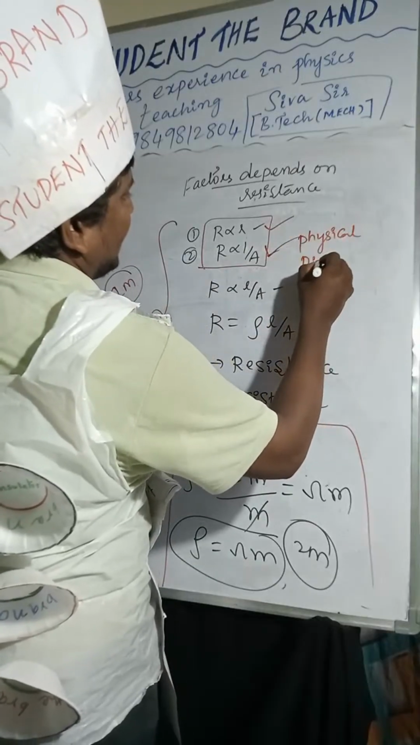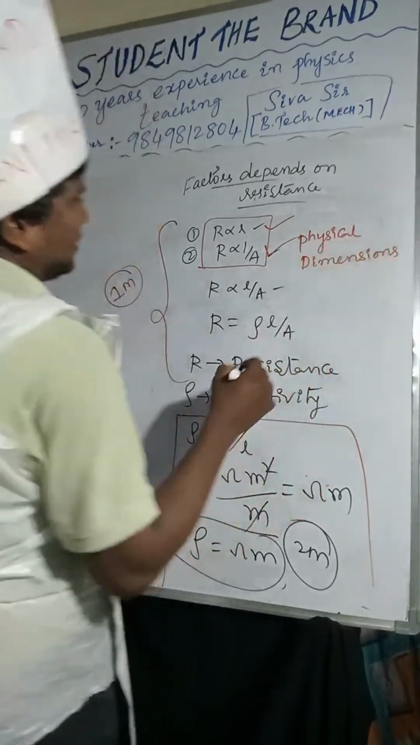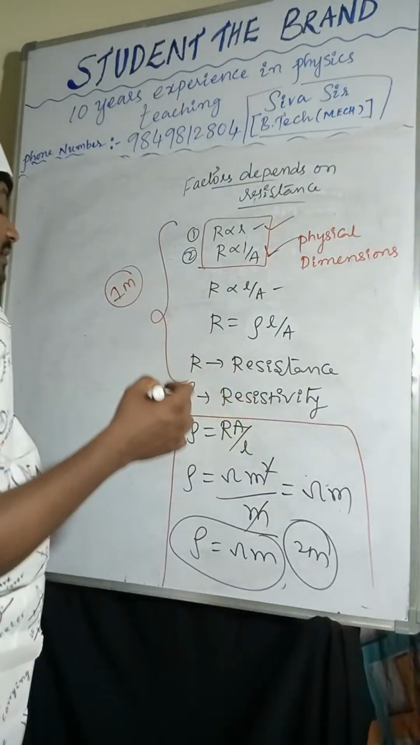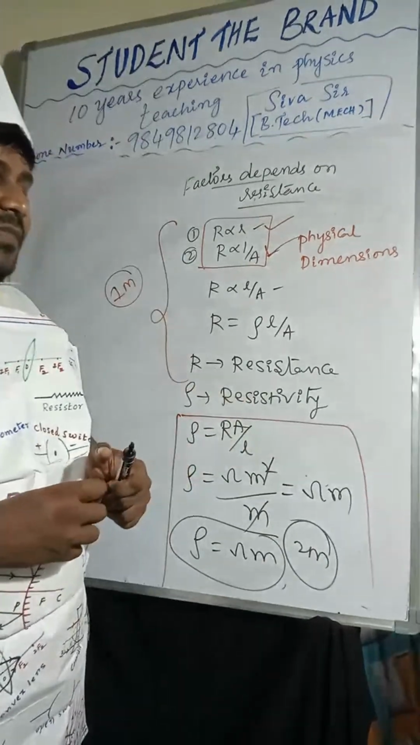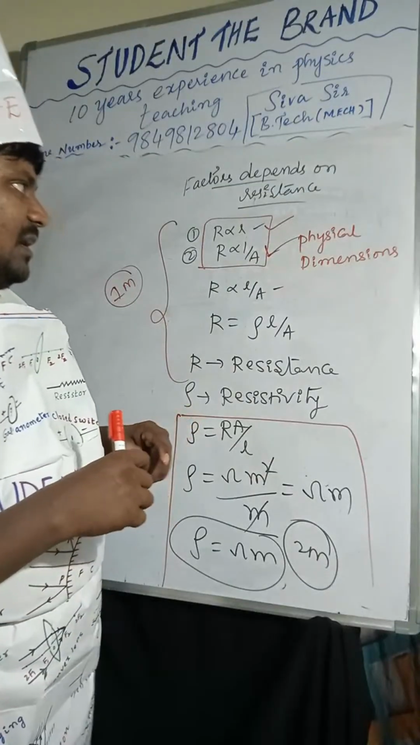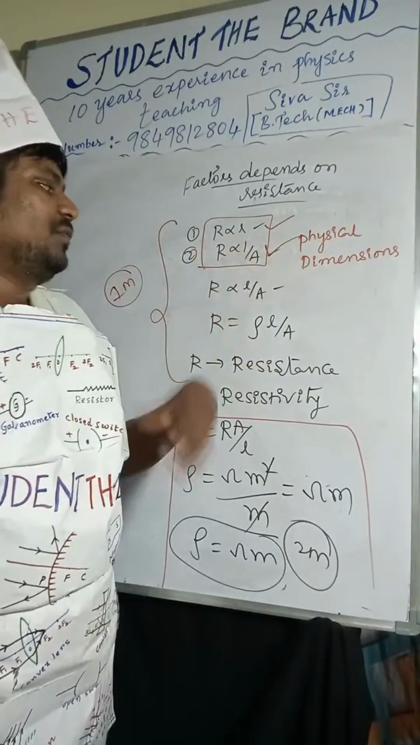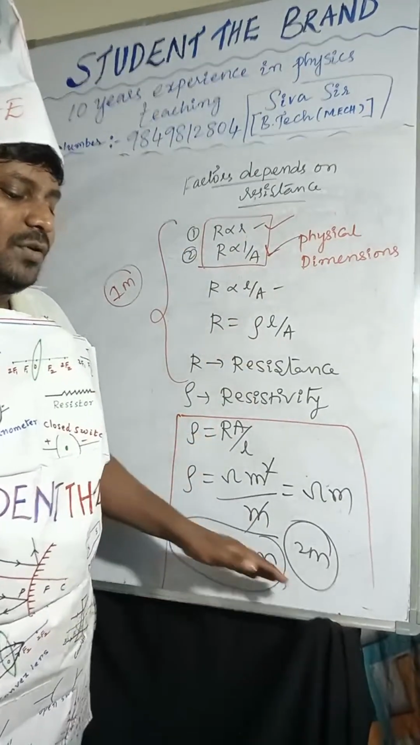Physical dimensions. In the exam they will ask, so does resistance depend on physical dimensions or not? Yes. If they ask individually, resistance depends on the length of the conductor, resistance depends on the area of the conductor, and also resistance depends on physical dimensions. Coming to the resistivity, the SI unit of resistivity is ohm meter.